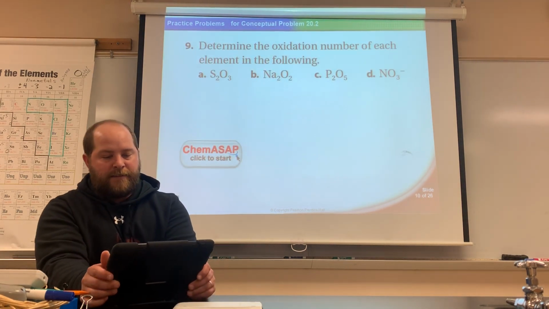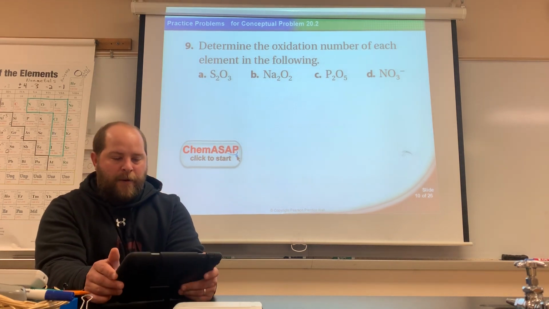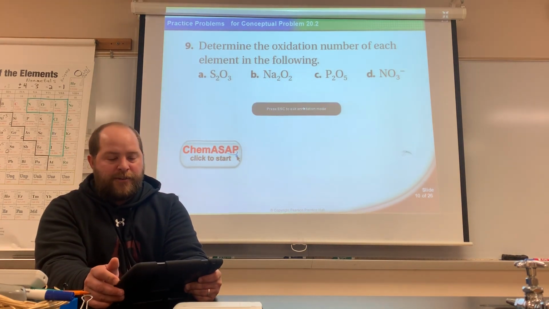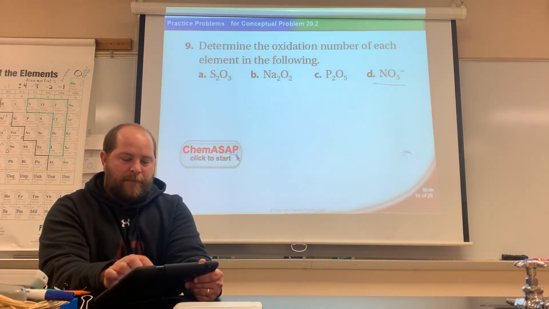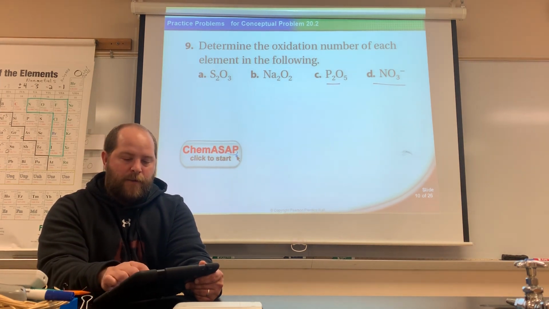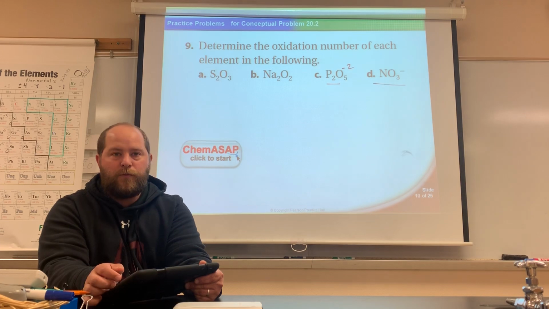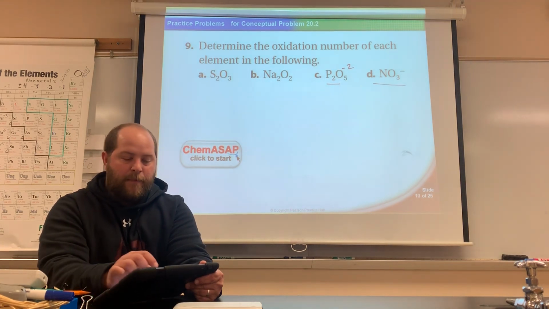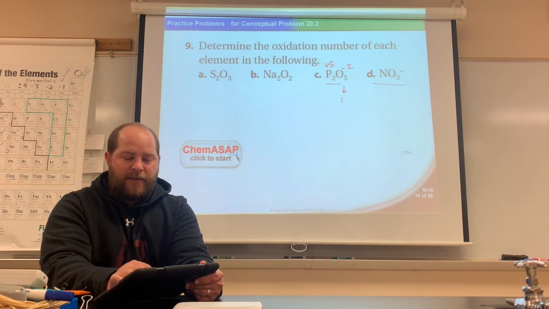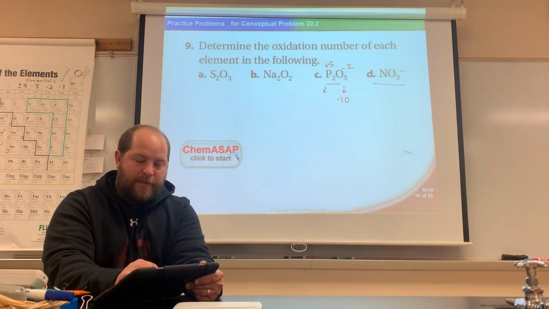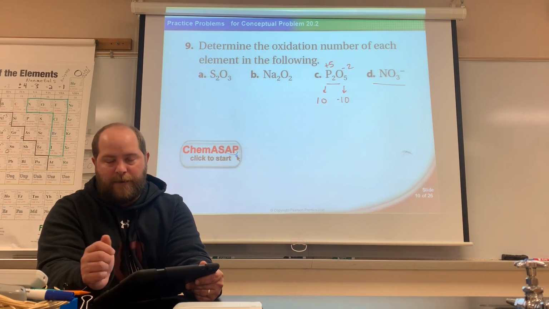All right, let's look at a couple more here. It says determine the oxidation number of each element in the following. Maybe we'll just do ones that might be a little trickier. Let's do this one and this one. All right, so oxygen, that's -2. So the phosphorus must be a +5, and that's because I did this in my head. I said, okay, well, this is a -10. It's got to be a neutral compound. So this one's got to be like 2 times that, which would be 10, so each is +5.